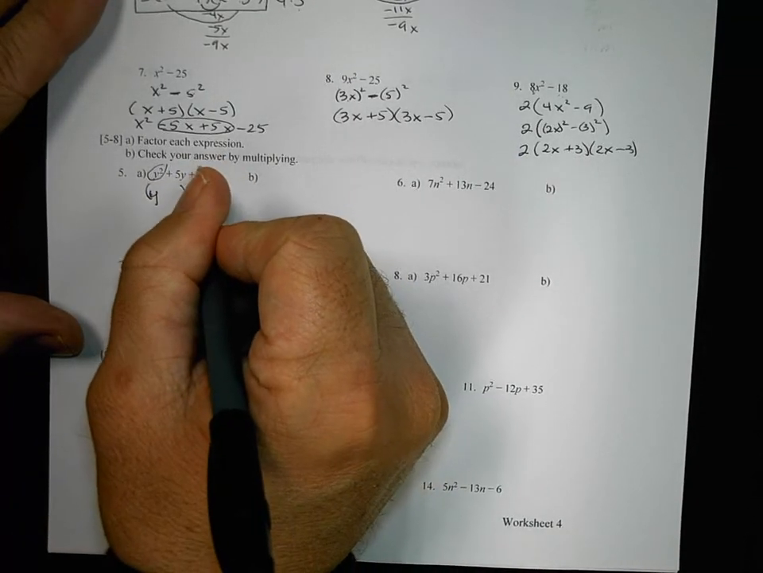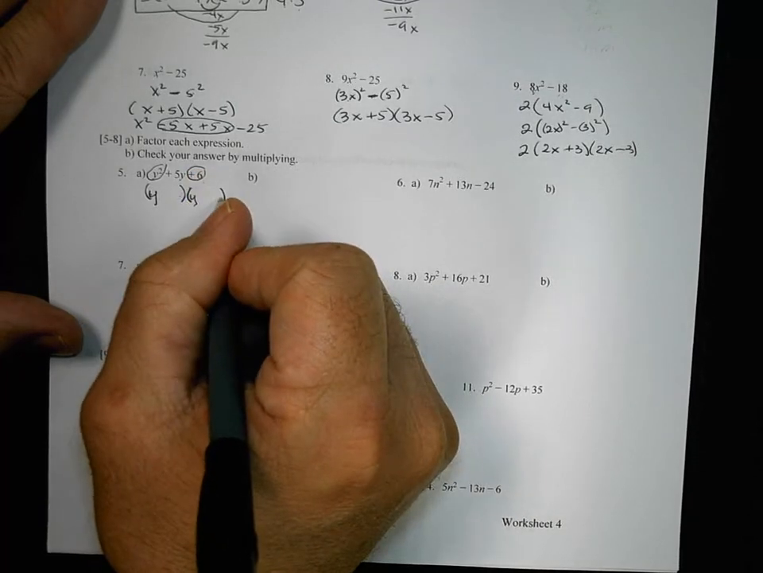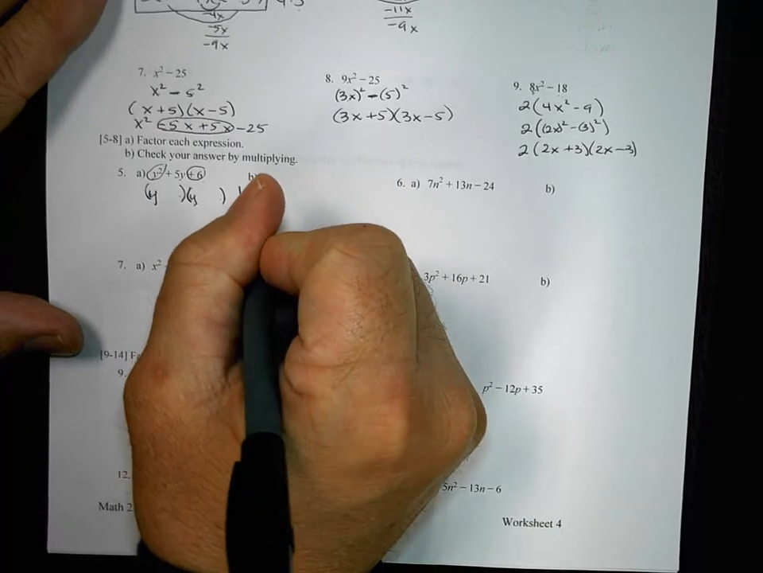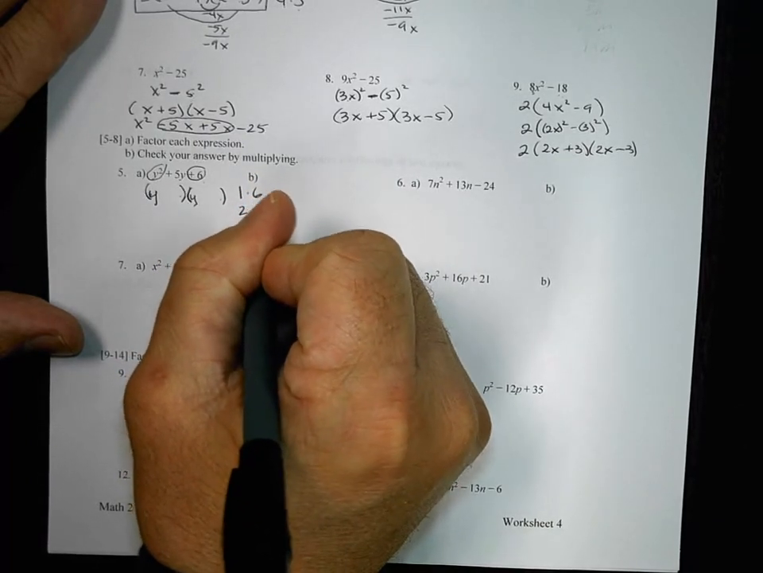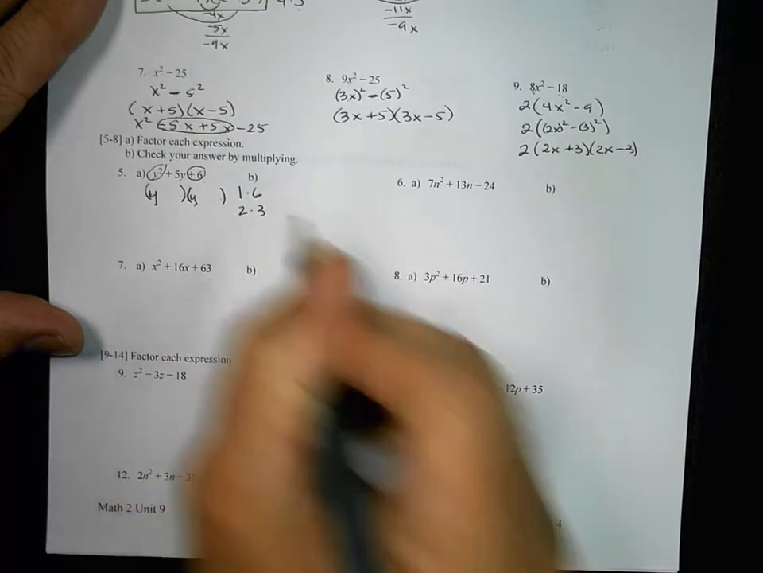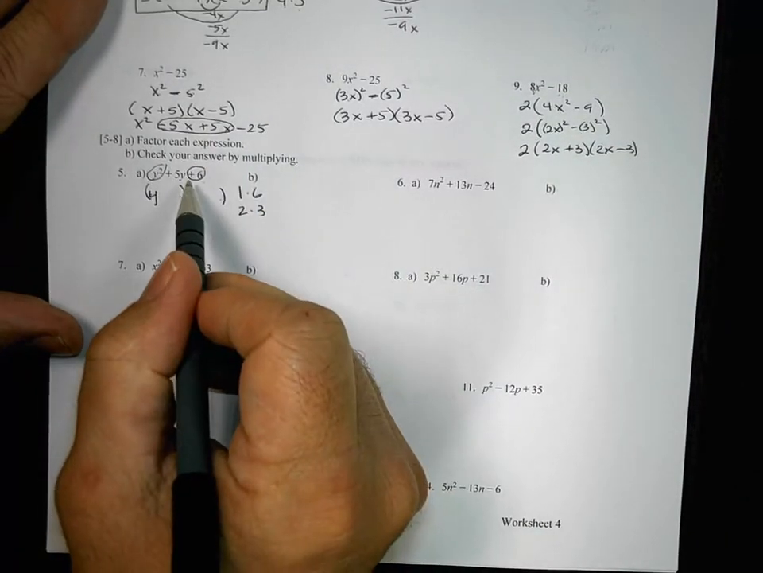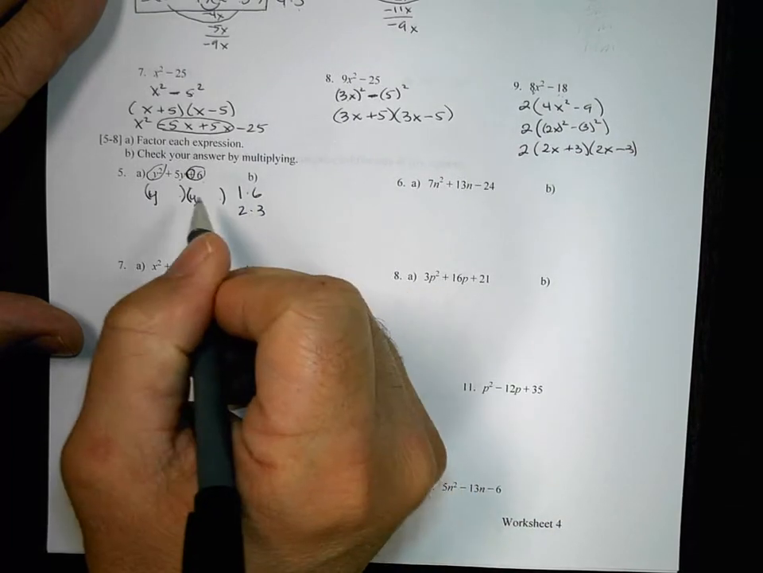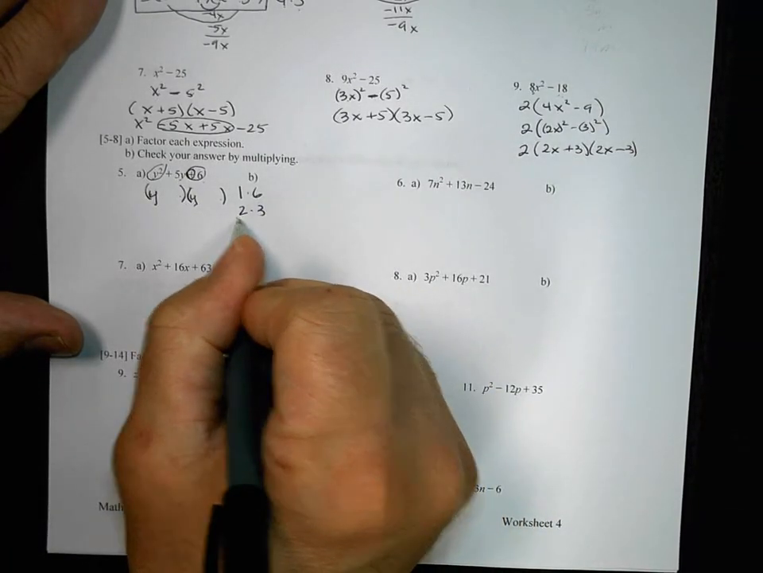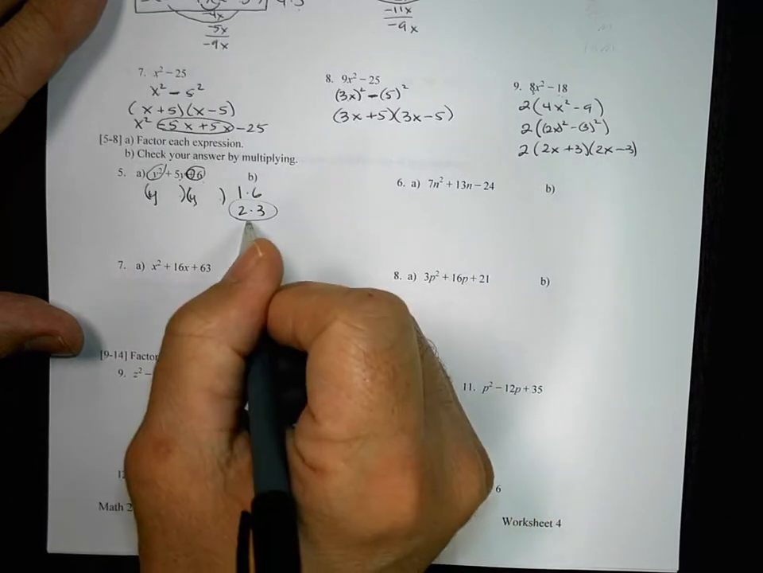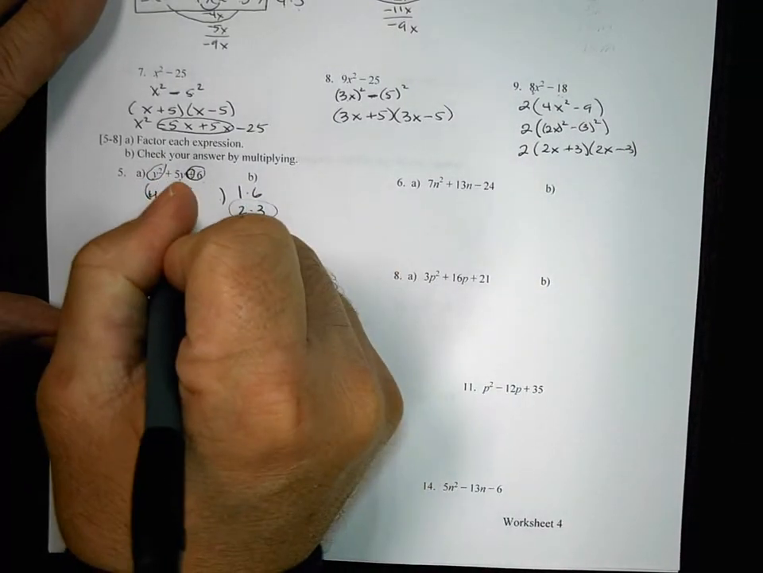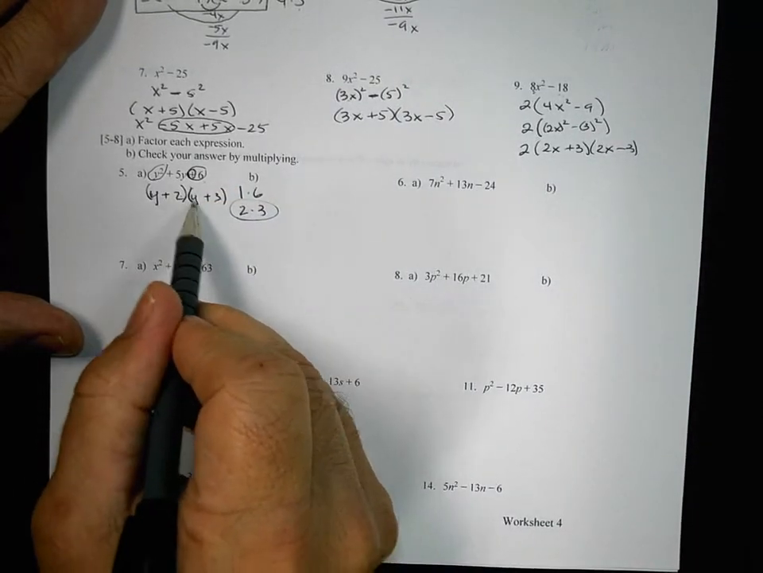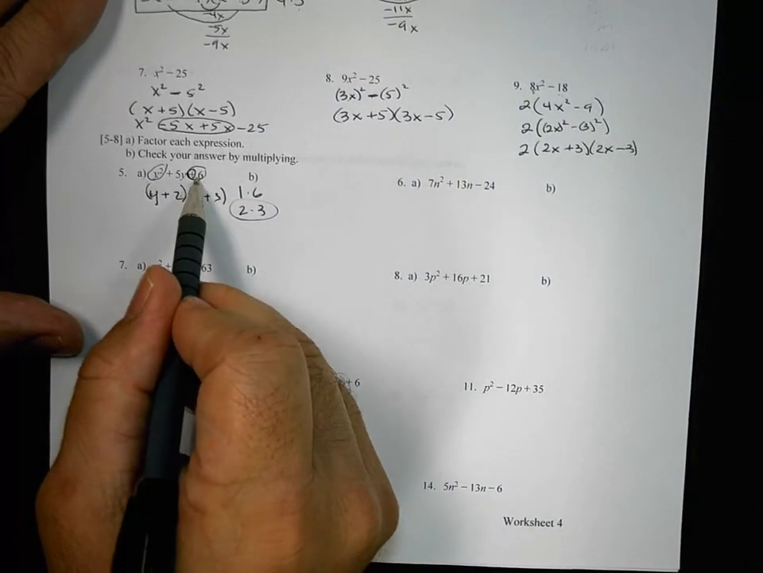Then I go to the L. The last two terms have to multiply together to give you 6. Well, there are only so many options to multiply and get 6: 1 times 6 and 2 times 3. Because of this sign right here, I know I have to add these up to equal 5. The only things that add up to 5 are 2 and 3. So plus 2, plus 3.